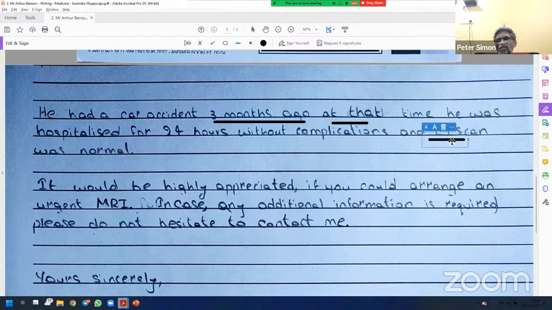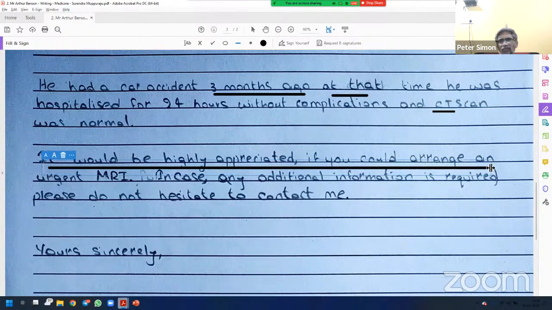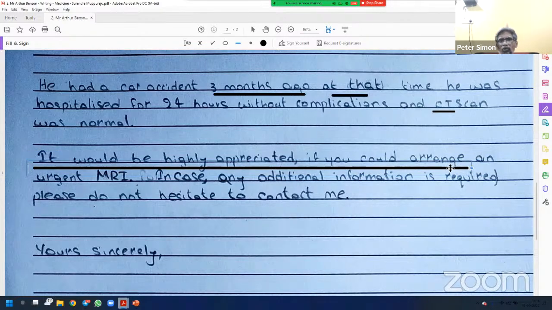Why do you want to write CT scan? Write computed tomography scan. Don't write short forms, as far as possible. Now the next sentence: It would be highly appreciated if you could arrange an urgent MRI. Avoid writing this style of letter. It would be highly appreciated if you could arrange. This is not a very fine way of putting it.